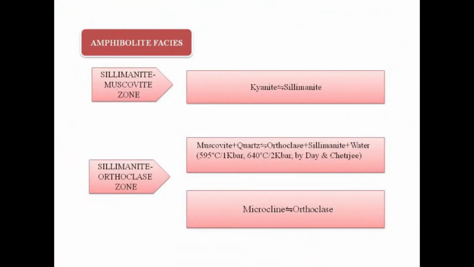Orthoclase, KAlSi3O8 polymorph microcline, is also transformed to higher temperature orthoclase. Furthermore, under the pressure temperature condition of this zone, partial melting or anatexis of pelitic rocks takes place, as demonstrated experimentally by Tuttle and Bowen in 1958 and Winkler 1974.